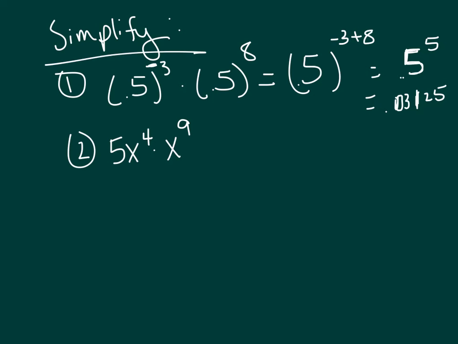You might get something like this, where you have 5x to the fourth times x to the ninth. You really want to think about, what are the bases that match up? You have a coefficient of 5. This has a coefficient of 1, so it's just going to be a 5. But then the x to the fourth times the x to the ninth becomes x to the 13th, because you're just going to add those exponents up.